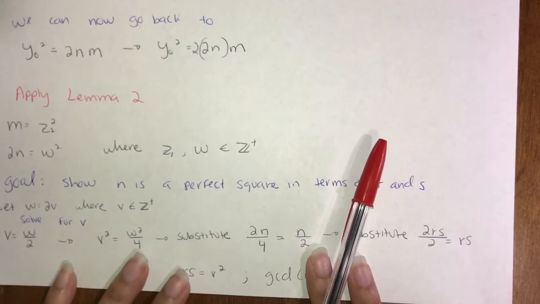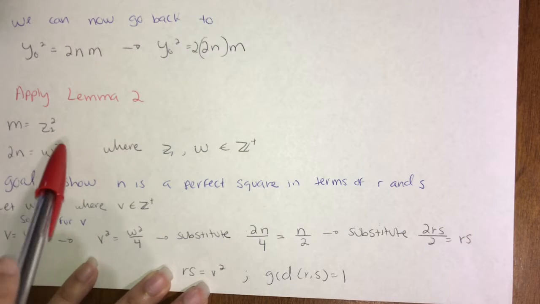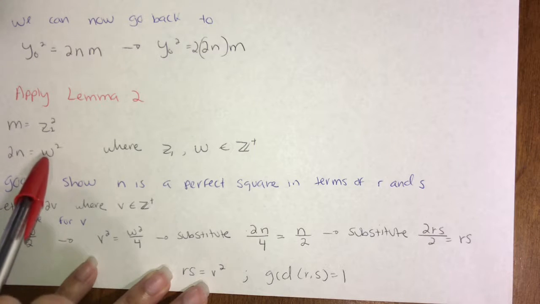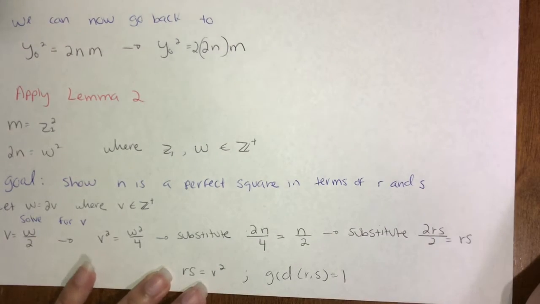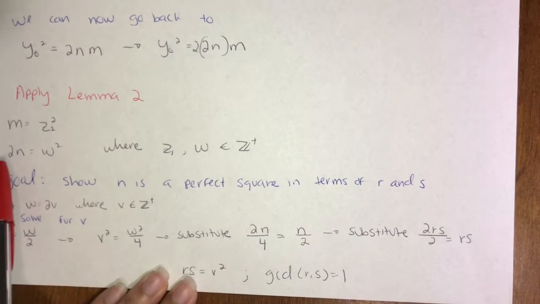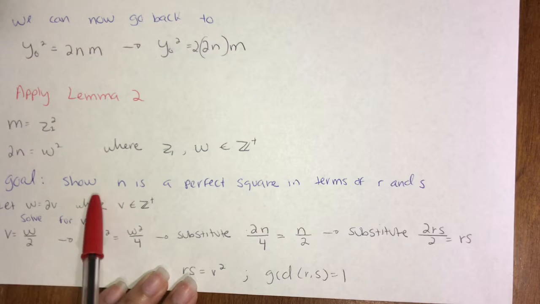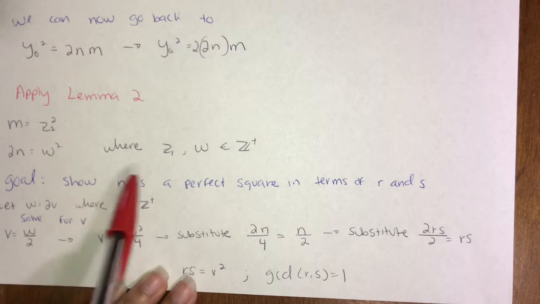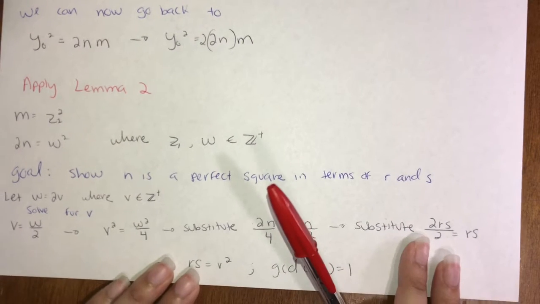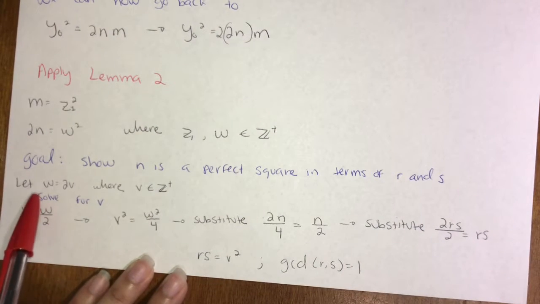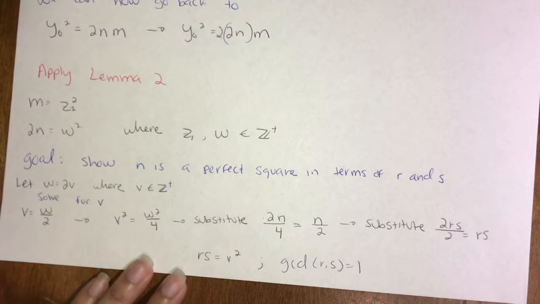Now doing this, we can apply lemma 2, and we can get that m is equal to z sub 1 squared and 2n is equal to w squared, where z sub 1 and w are in the set of positive integers. Now, as you can see right here, for 2n equaling y squared, we have a perfect square here, and we do have to prove this. So our goal right now is to show that n is a perfect square in terms of r and s. I let w equal v, where v is in the set of positive integers, and I went ahead and solved for v.